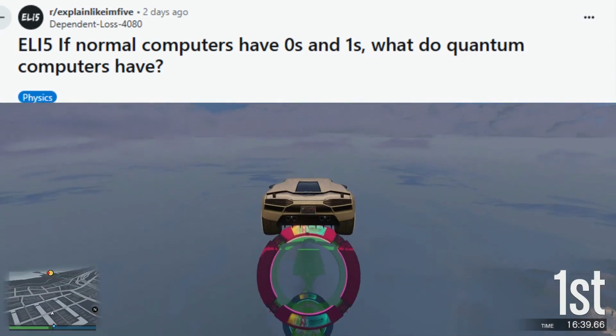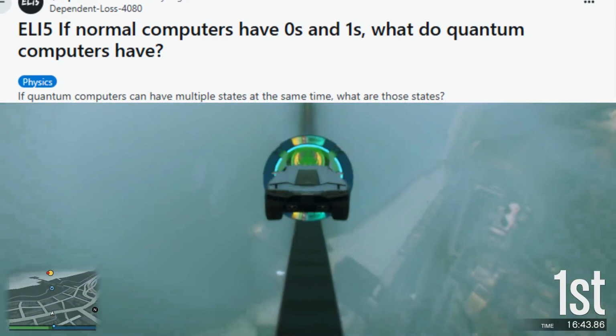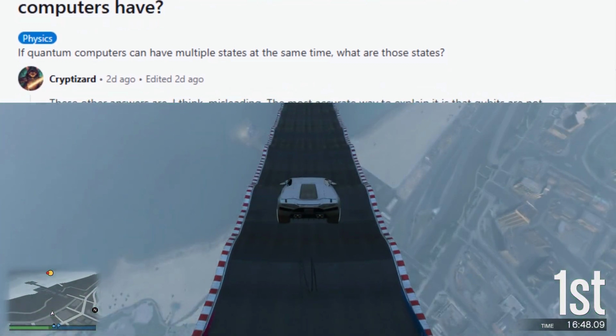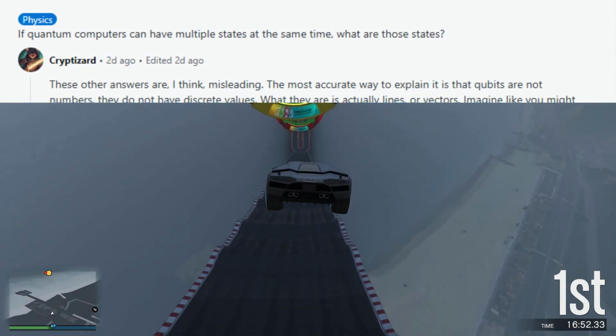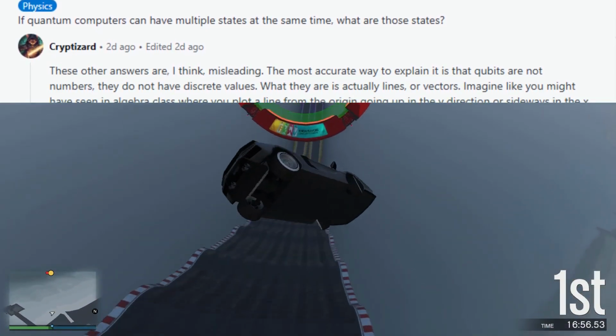ELI5. If normal computers have zeros and ones, what do quantum computers have? If quantum computers can have multiple states at the same time, what are those states? These other answers are, I think, misleading. The most accurate way to explain it is that qubits are not numbers, they do not have discrete values.